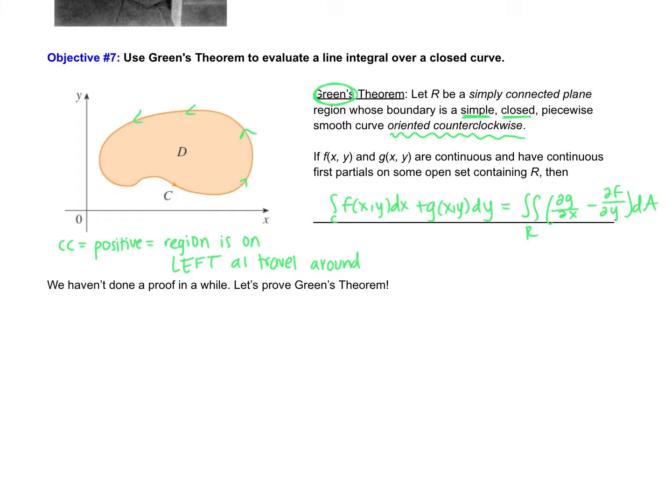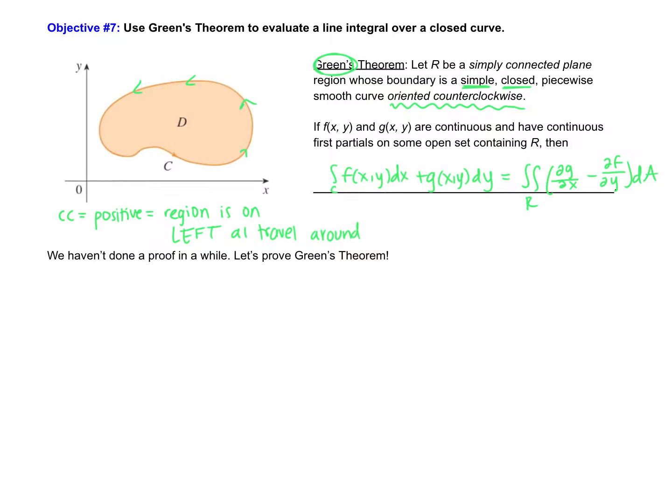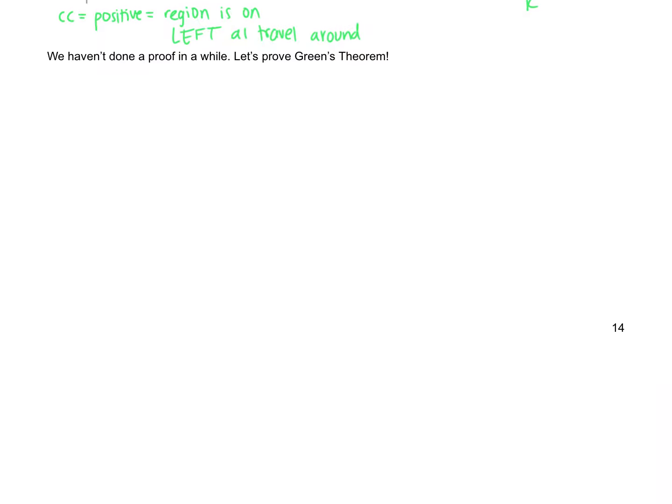When we calculated work and used the fundamental theorem of line integrals, when we had a vector field that was conservative, we had the line integral of F dot dr. That's not what we have here. So we would use Green's theorem in a different case than when we would use the fundamental theorem of line integrals. Before we get into actually using these theorems, let's do a proof. We haven't proved anything in a while, so let's prove Green's theorem.